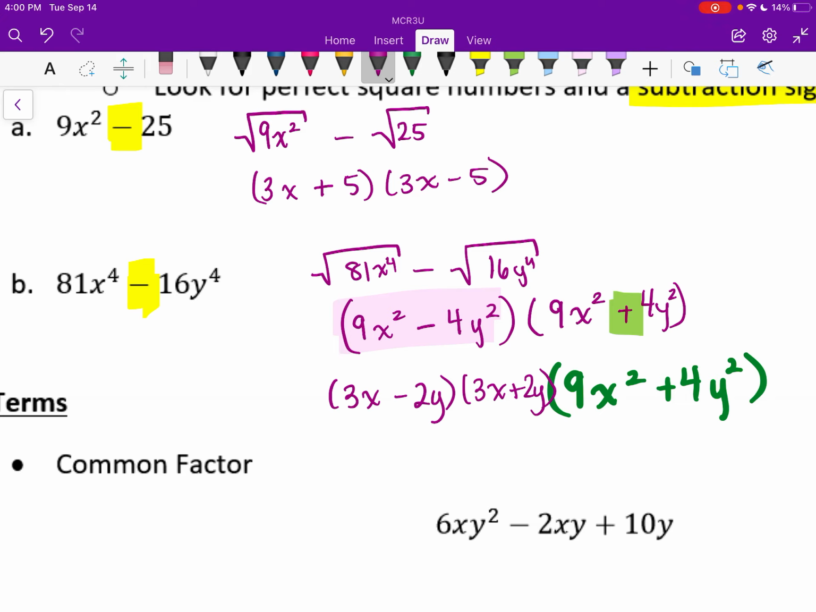But it's really important to recognize that the 9x squared plus 4y squared you cannot factor further, so you have to leave it as that because it is a plus in the middle, so this plus means that you cannot factor further. I'm just going to make that a note.